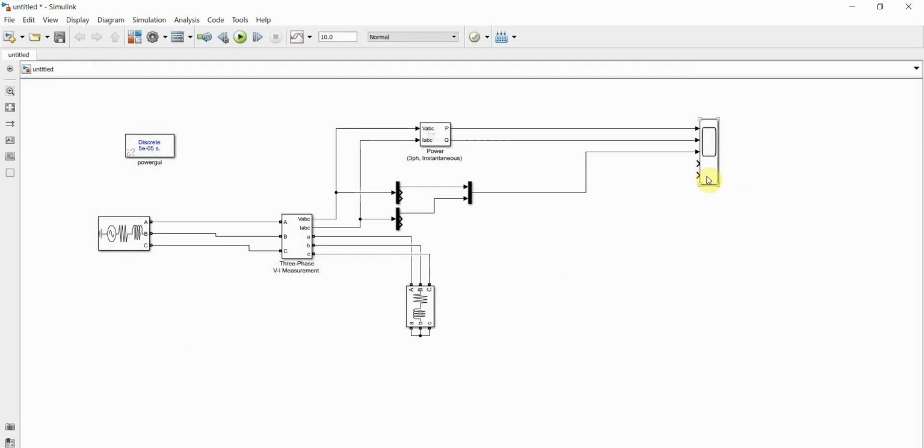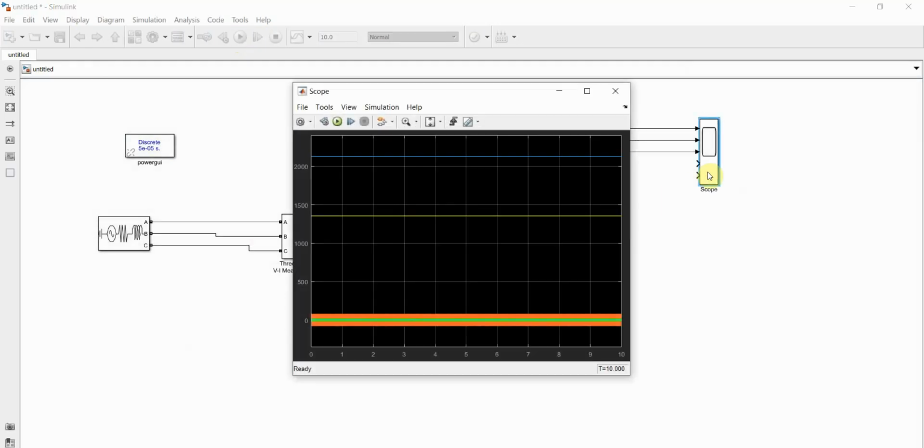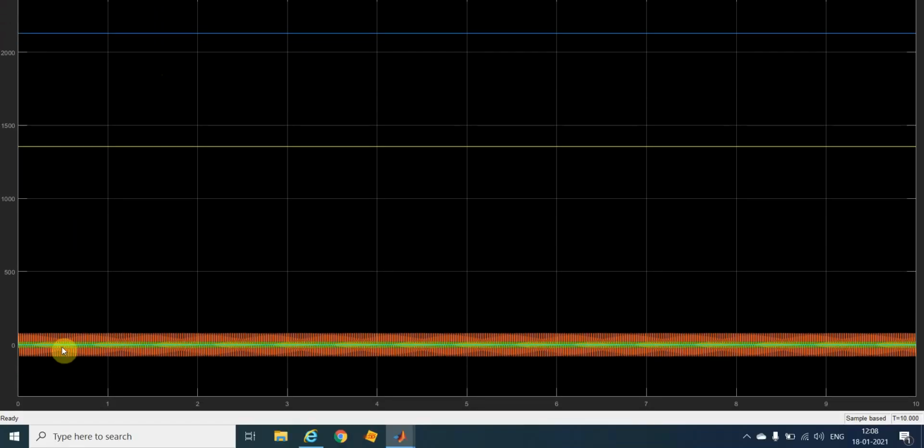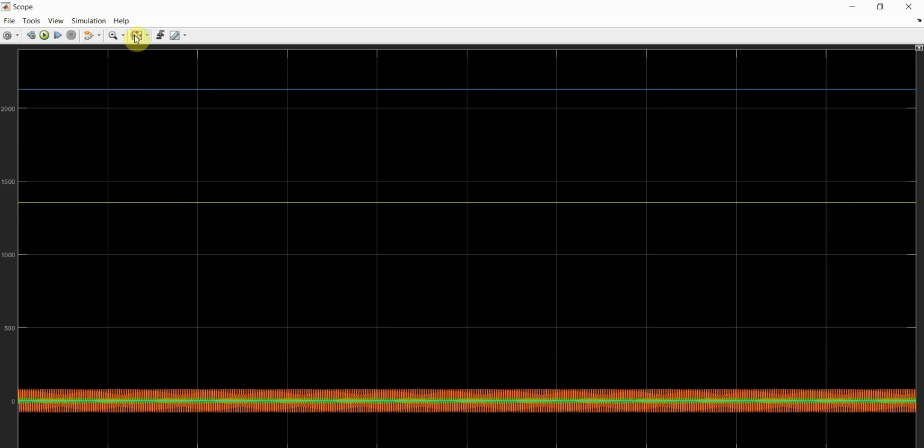So what about the power? What about the power factor? No, sorry, we do not have power factor measurement. See, this is the active power, this is the reactive power, and this is the voltage and current.